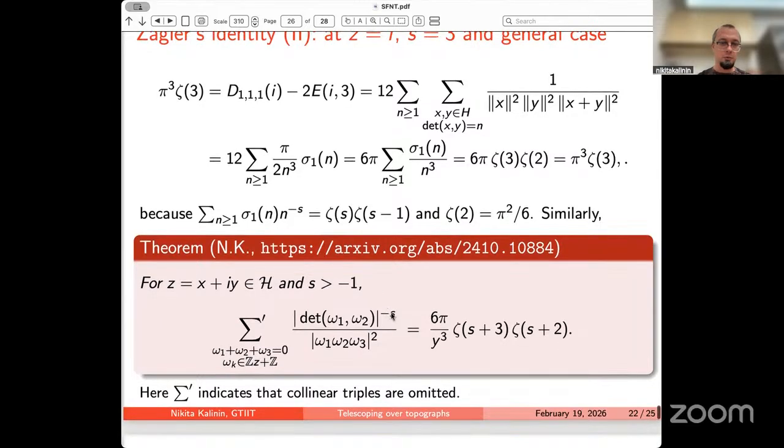And then if you put here s equals 0, for example, then you have the identity of Zagier, and y cubed goes here. That's exactly the imaginary part of z.